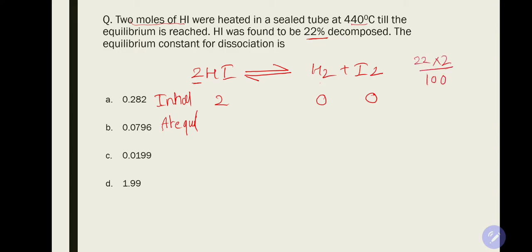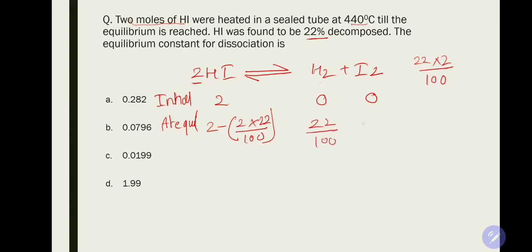So at equilibrium the decrease is 22%. So 2 minus 22% of 2, you can write it as 2 minus 2 into 22 upon 100. Am I right? Because 22% is decreased. Now what is the increase in the number of moles? If there is a 22% decrease here, then there is a 22% increase here, so it will be 22 by 100.